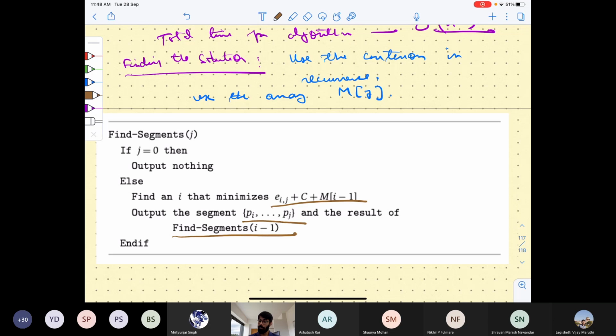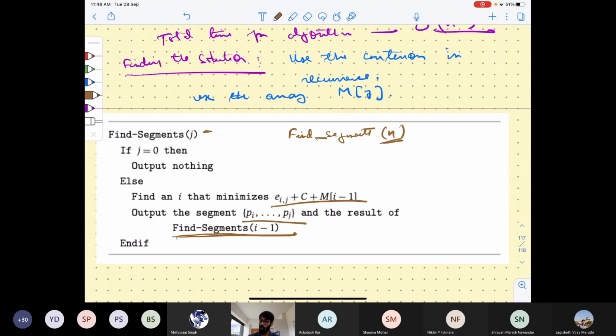So this is for find segment j. Right? So these are again subproblems. Finally, what do we want? Find segments n. Right? So this is now a recursive algorithm, right? That we call find segments n.